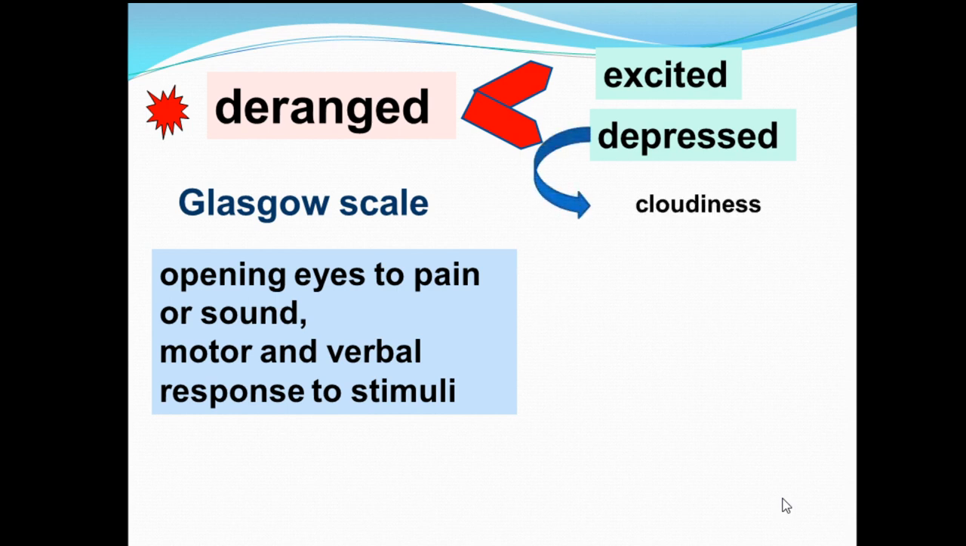For example, cloudiness is the initial stage of deranged consciousness, when the patient answers your questions later, but his answer is correct. More heavy is stupor. The patient will answer your questions later and his answers are incorrect. For example, you ask him what day is today. He will answer later and can name any day of the week which is not correlated with the presented situation.